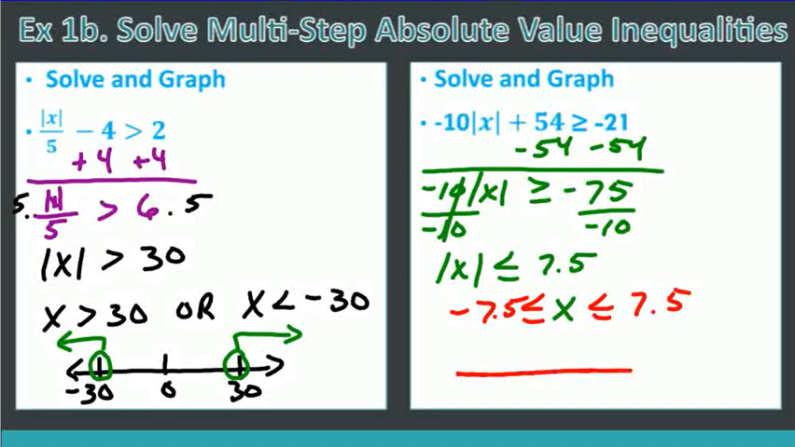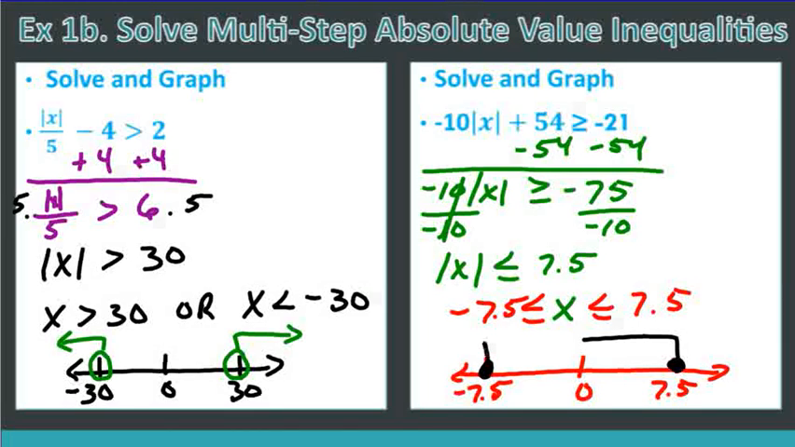And then to graph it on a number line, 0 in the middle, negative 7.5 to the left, positive 7.5 to the right. And now I'm going to use closed circles on it because it's got the equal to part on the symbol. And since x is less than 7.5, it's got to go to the left. If it's greater than negative 7.5, it's got to go to the right. So we have a conjunction here.